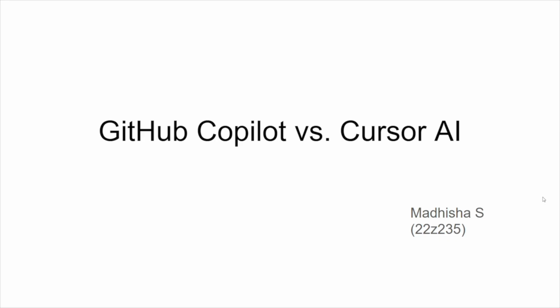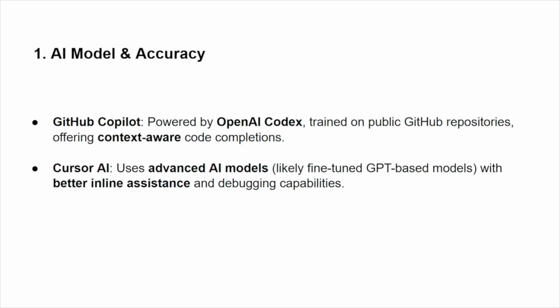I'm Madisha and my roll number is 22Z235. I'll be comparing two powerful AI coding assistants, GitHub Copilot and Cursor AI, to see how they differ in features, accuracy, and usability. AI model and accuracy.